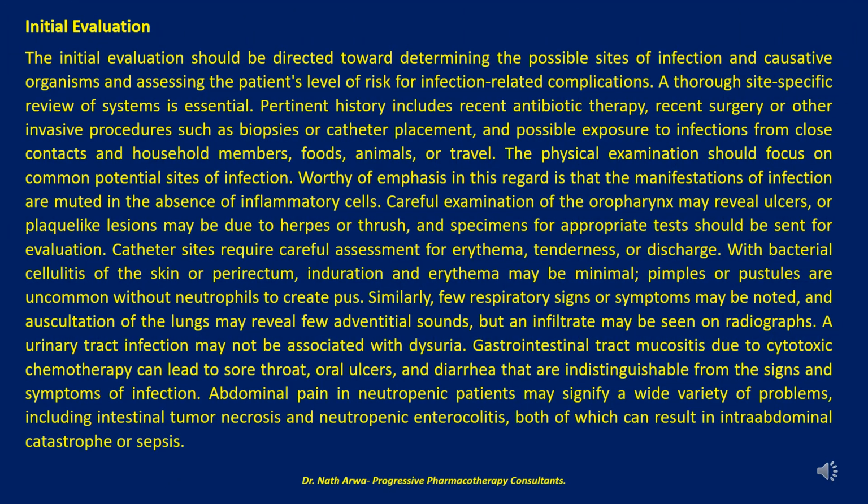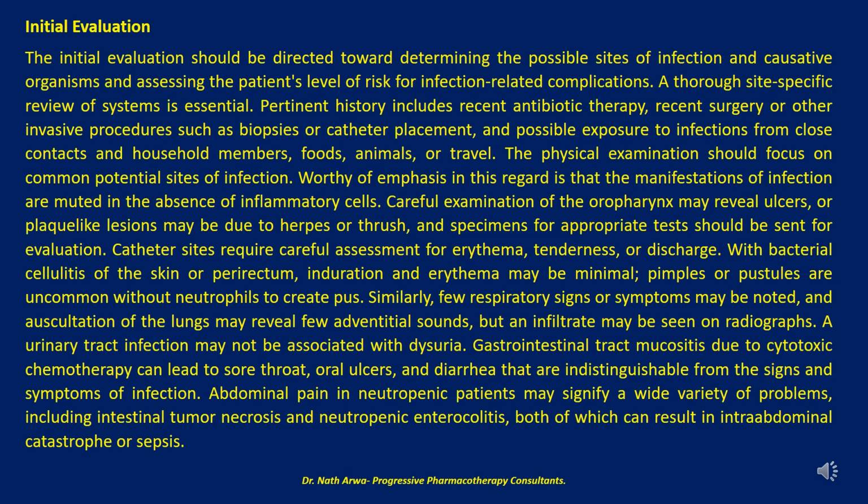We will now discuss initial evaluation. The initial evaluation should be directed toward determining the possible sites of infection and causative organisms and assessing the patient's level of risk for infection-related complications. A thorough site-specific review of systems is essential. Pertinent history includes recent antibiotic therapy, recent surgery or other invasive procedures such as biopsies or catheter placement, and possible exposure to infections from close contacts and household members, foods, animals, or travel.